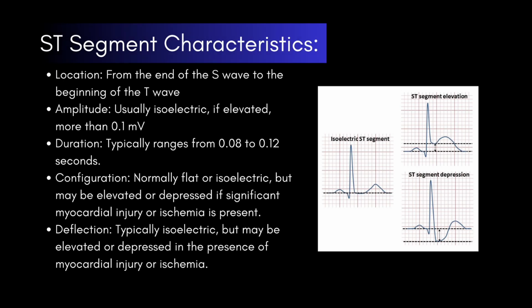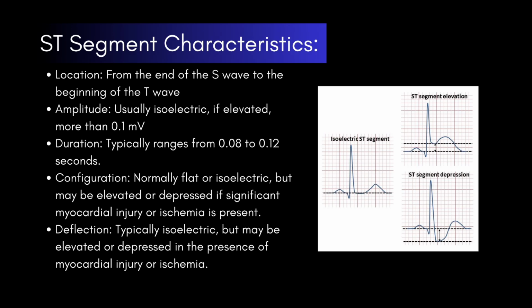So some characteristics about ST segments. The location of the ST segment is typically from the end of the S wave to the beginning of the T wave. Amplitude is usually isoelectric. If elevated, it's more than 0.1 millivolts. Duration typically ranges from 0.08 to 0.12 seconds. Configuration, it's normally flat or isoelectric, but it also may be elevated or depressed if significant myocardial injury or ischemia is present. The deflection is typically isoelectric, but may be elevated or depressed in the presence of myocardial injury or ischemia as stated before.